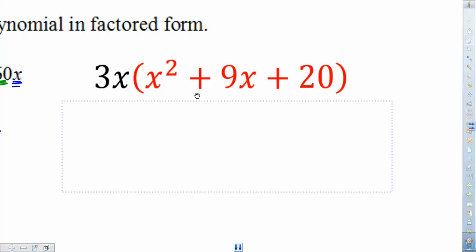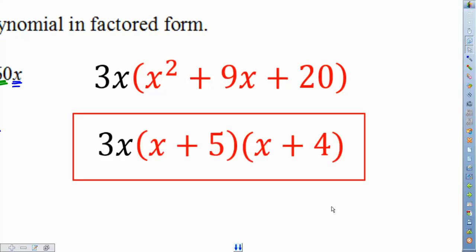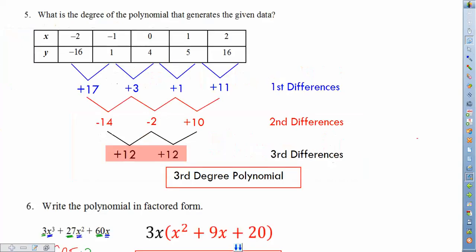Don't think you're off the hook yet. Right there in red, can you come up with two numbers whose product is 20 and their sum is 9? I think we can. And I think we can come up with x plus 5 and x plus 4. And so our correct answer would be 3x times x plus 5 times x plus 4. That would be the final answer there for that one.